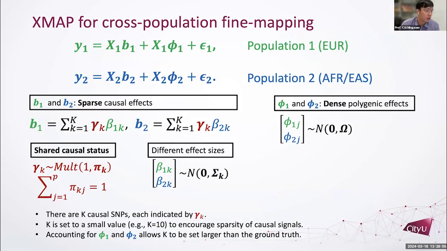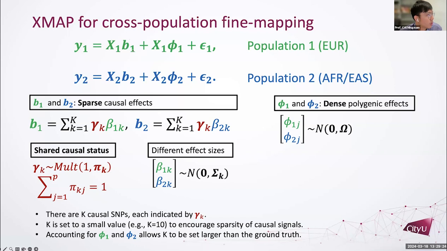So this is our model. Basically, our target is to leverage the genetic diversity from different populations. We use 2 populations to demonstrate. Say we get European as the first population, and another population, for example, African or East Asian, as the second population. What we do is that we first separate the effects into 2.